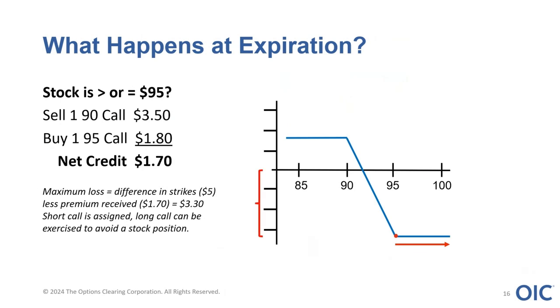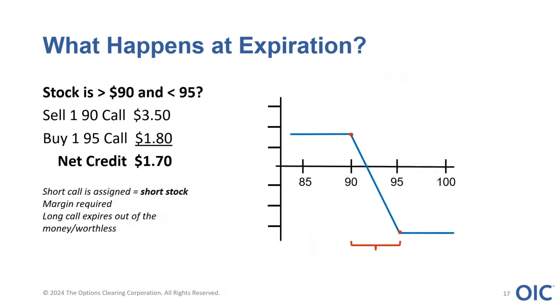Now, let's talk about the actual interesting part of this, which is between 90 and 95. Remember, you're short the 90s and long the 95s. And so if the stock doesn't go all the way through past 95, what you end up with is a situation in which you might be assigned on this 90 call, which creates a short stock position from 90, and then would possibly necessitate some margin required. And it's possible that if the stock goes out in between 90 and 95, that your long call at 95 expires out of the money or without value. Because if the stock is not above 95, you're not really financially incentivized to exercise your 95 call.